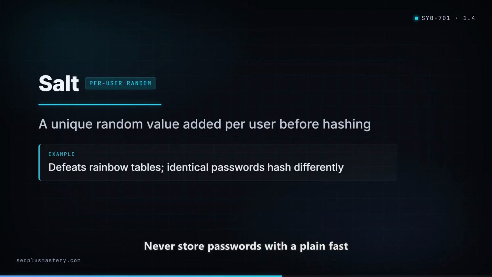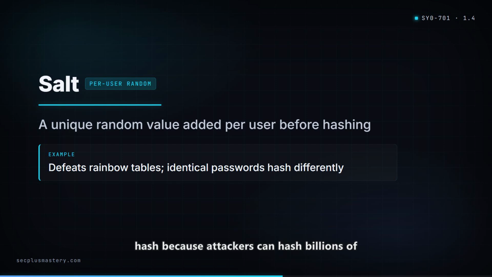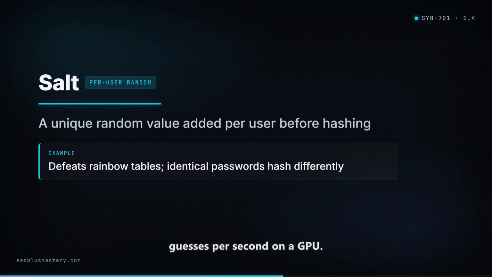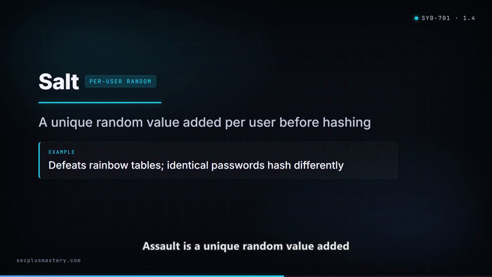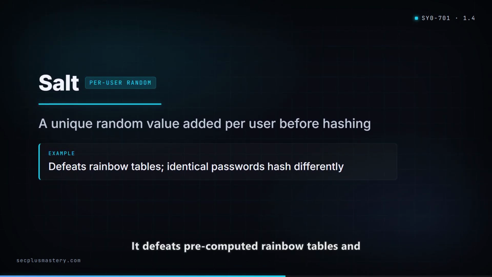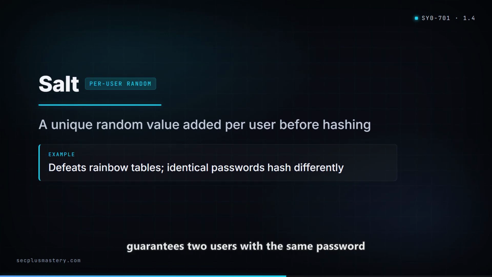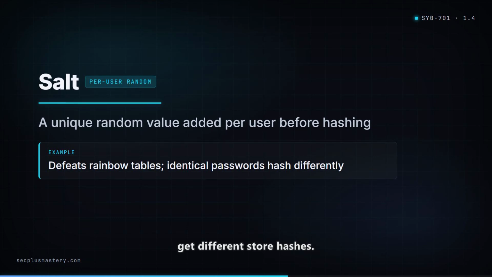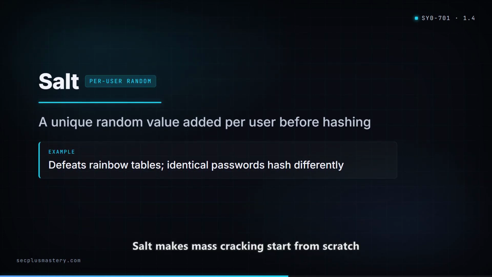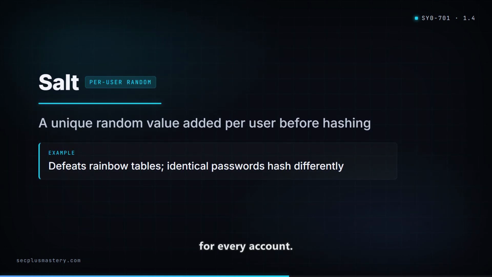Never store passwords with a plain, fast hash, because attackers can hash billions of guesses per second on a GPU. A salt is a unique random value added per user before hashing. It defeats pre-computed rainbow tables and guarantees 2 users with the same password get different stored hashes. Salt makes mass cracking start from scratch for every account.